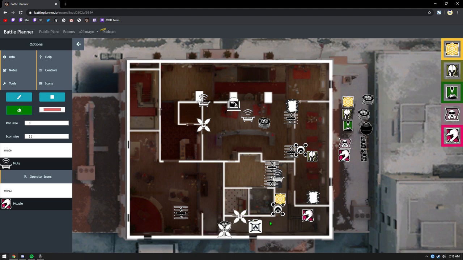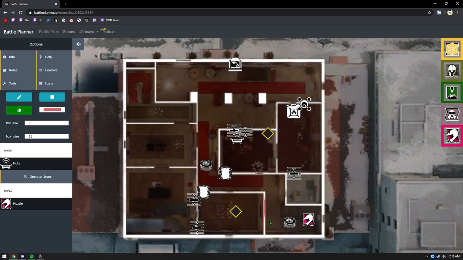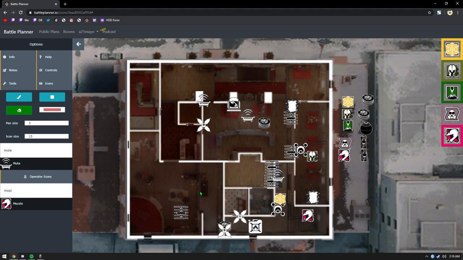Again, same deal with Mozzie's secondary utility. The reason he has the nitro is so he can deny any vertical play that he might feel he can kill and any default plants that are near him. Now that I've gone over the operators and their utility placement, I'm going to go over their positioning. So the reason that Jaeger is here is because he has an extremely strong gun and he can take these gunfights at a fairly decent range.